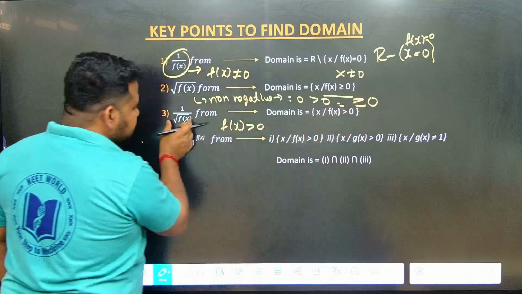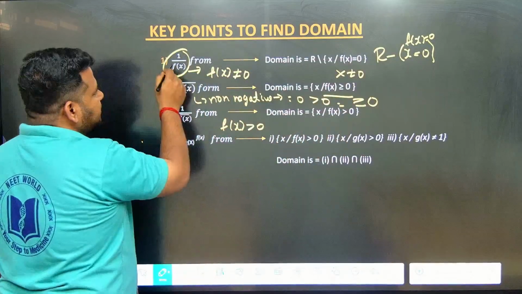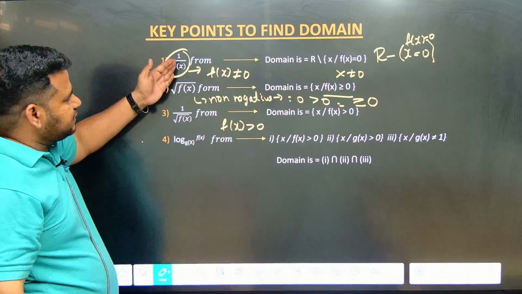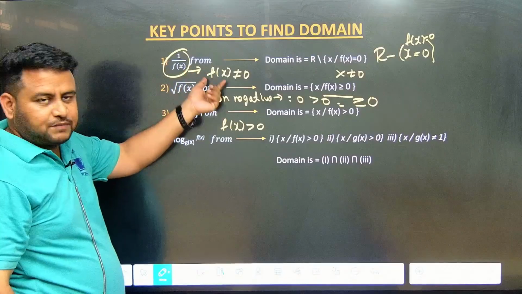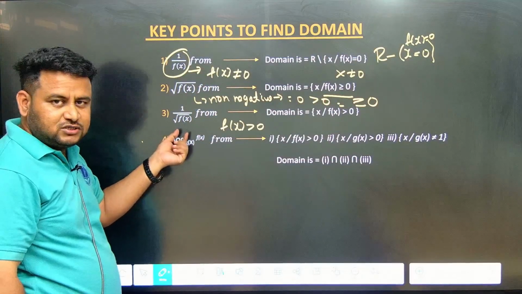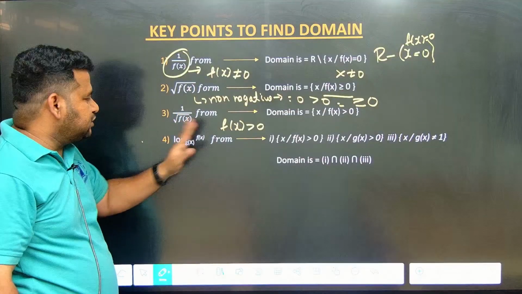But here, since it is in the denominator, like how we saw in the first question, 1 by f of x, this f of x should not be equal to 0. Similarly, 1 by square root of f of x, this f of x should not be equal to 0, but it should be positive. That means it should be greater than 0.